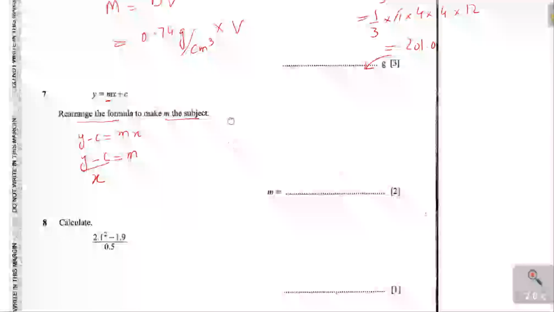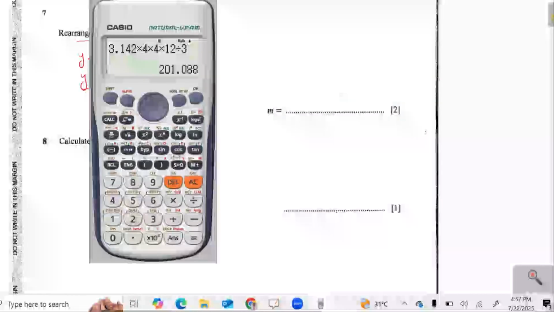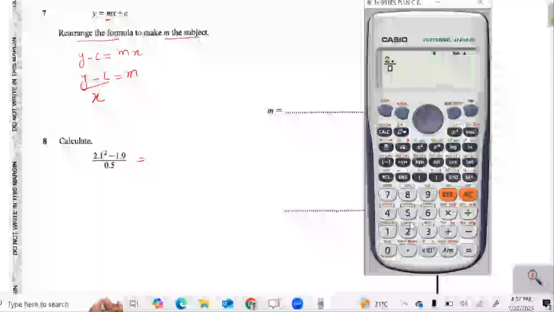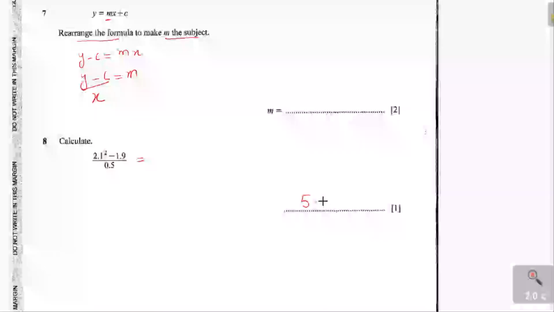In the next question, number 8: (2.1 squared minus 1.9) over 0.5. The value of this is equal to 5.02. We write 5.02. This is the answer.